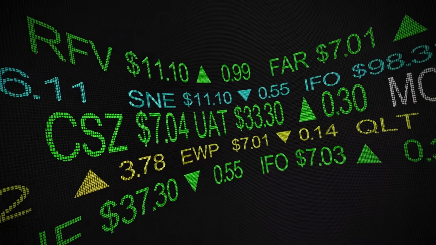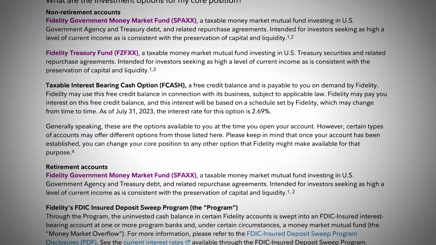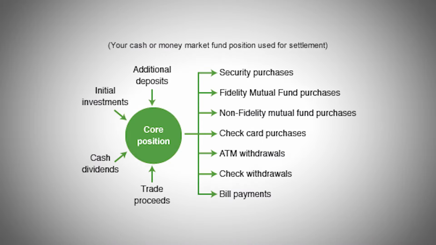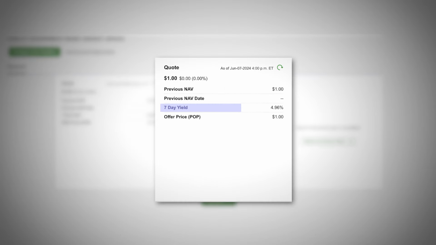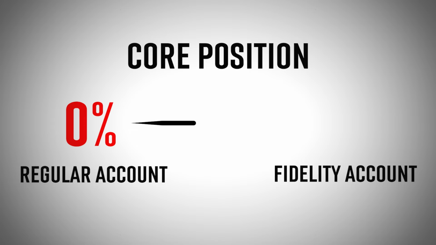Money market funds are a low-risk, short-term savings option that allow you to have easy access to your cash. On Fidelity, you're automatically going to be given a money market fund as your core position, so your uninvested cash is going to be earning interest automatically for you.